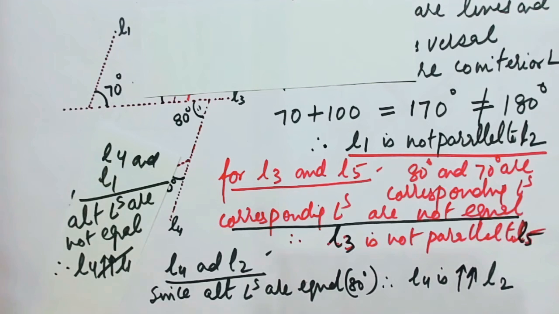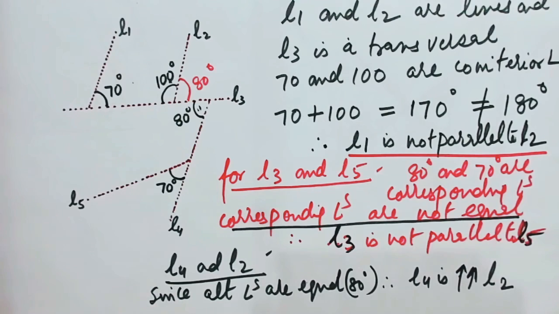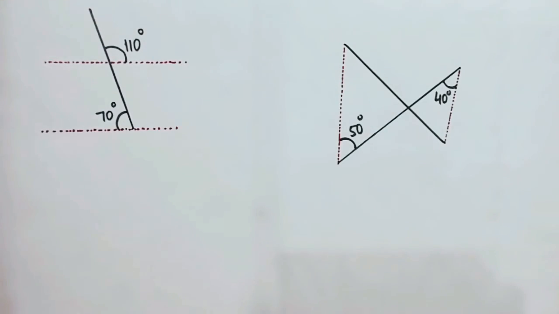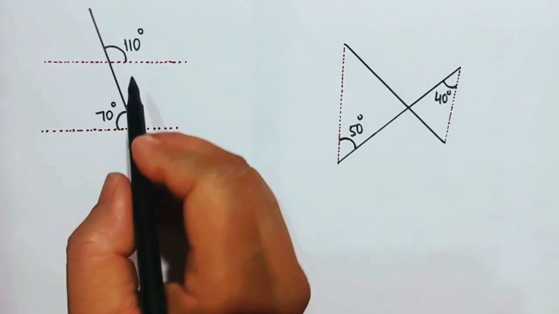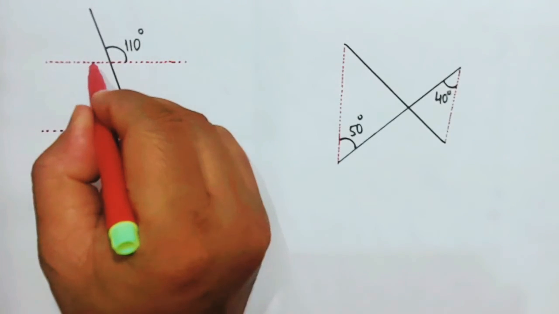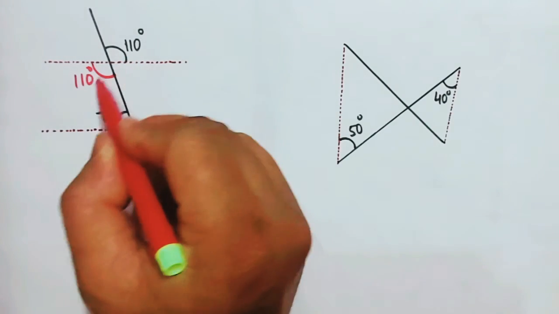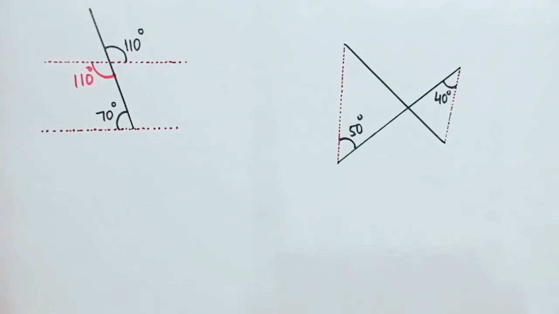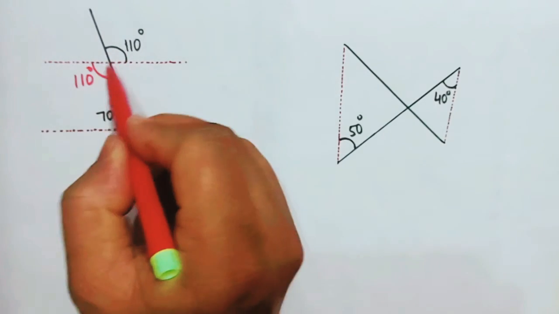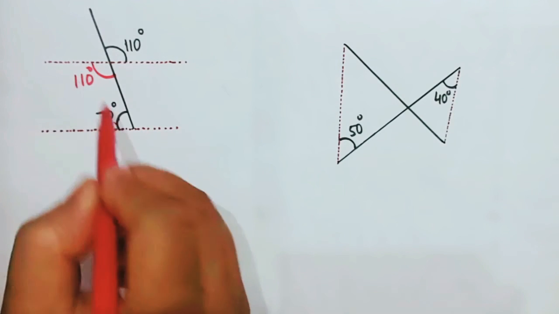I hope you have understood this sum clearly. That is why I said it's better to build the concept rather than to solve so many sums. Have a look over here. If this is 110, naturally this will also be equal to 110 degree because these two are vertically opposite angles. So 110 and 70 over here become co-interior angles.